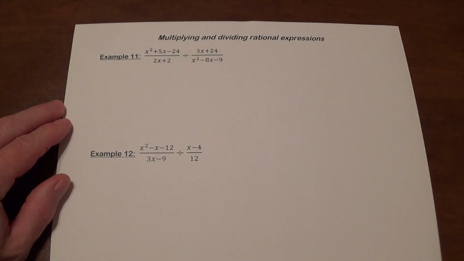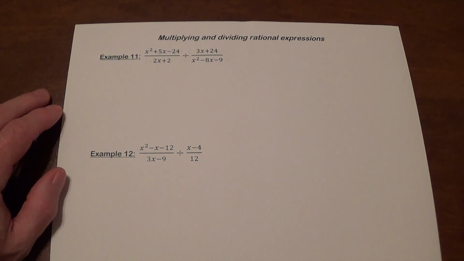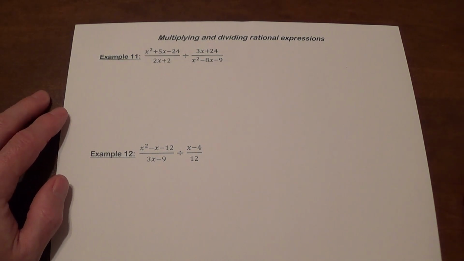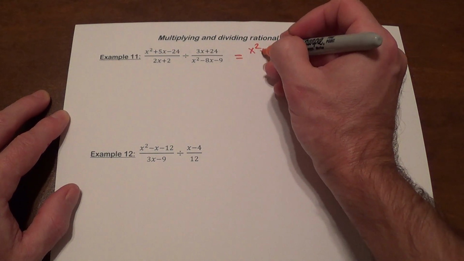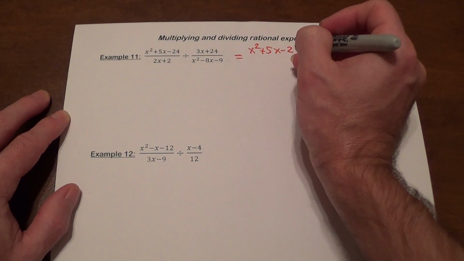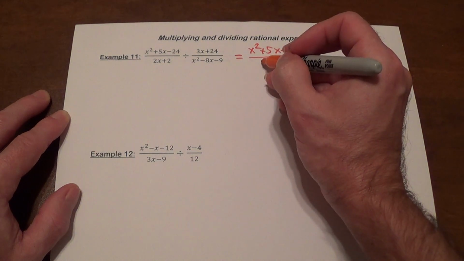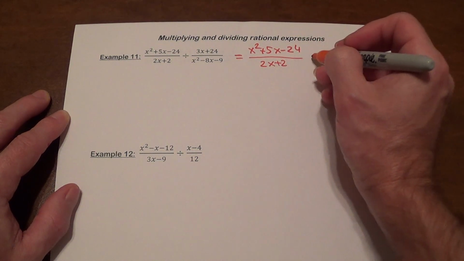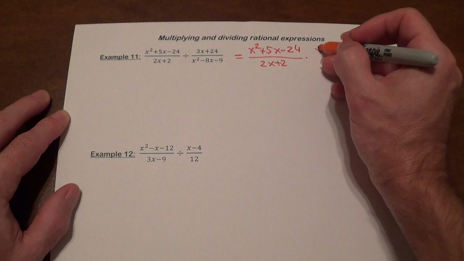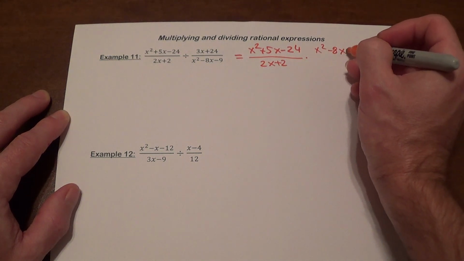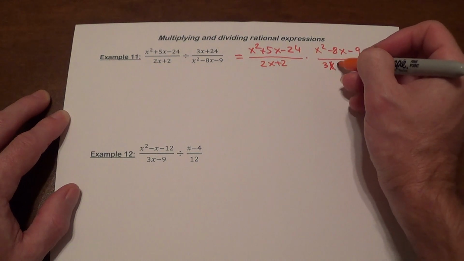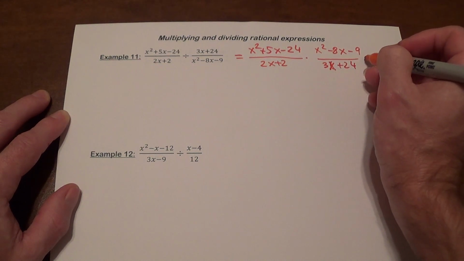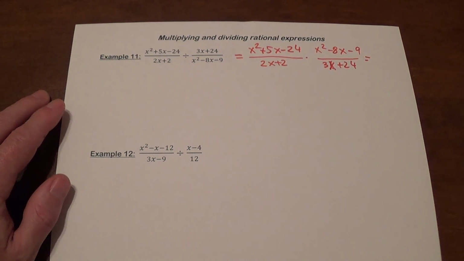And let's take a look at this problem. So now it's division. Since it's division, we're going to have to rewrite it first. So we're going to have x squared plus 5x minus 24 divided by 2x plus 2 times x squared minus 8x minus 9 divided by 3x plus 24. So now we can go ahead and factor.